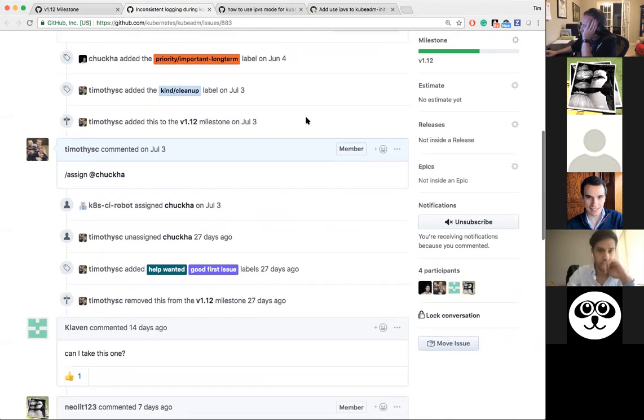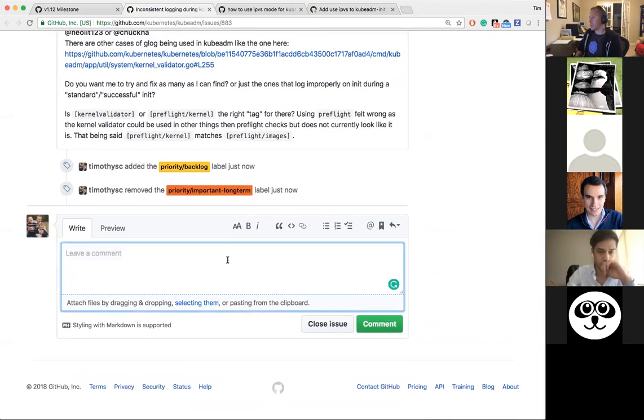So why don't I assign this to you then, Lubomir, just so there's somebody shepherding it through, and we can always revisit. I don't think it's super important. I do know the weird output mishmash that we had before was not really good, but it's not a blocker for the release.